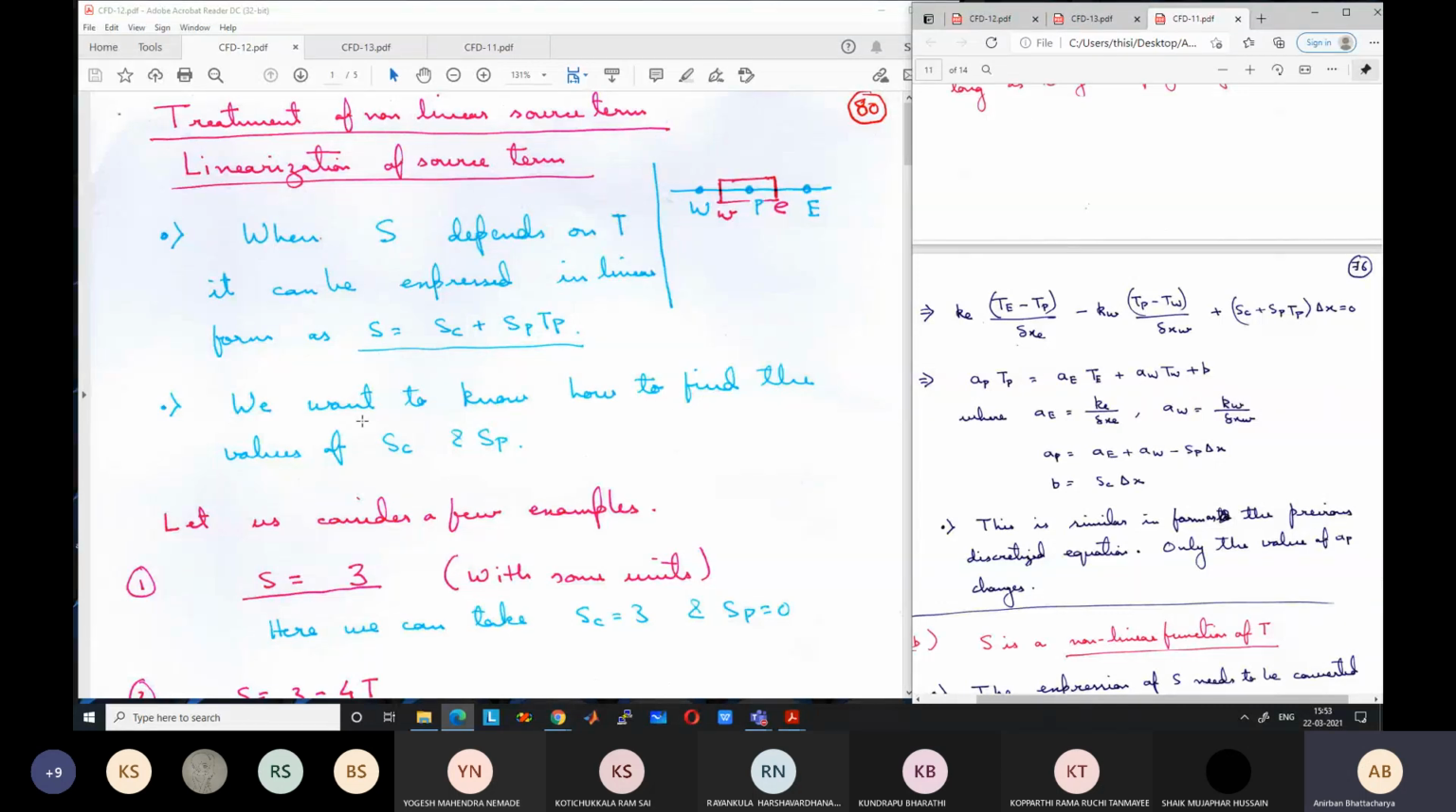And remember that this is the source term for the control volume P, which is a representative control volume. But similar types of treatment can be used for any control volume. This is just a typical representative control volume. Any questions up to this point?